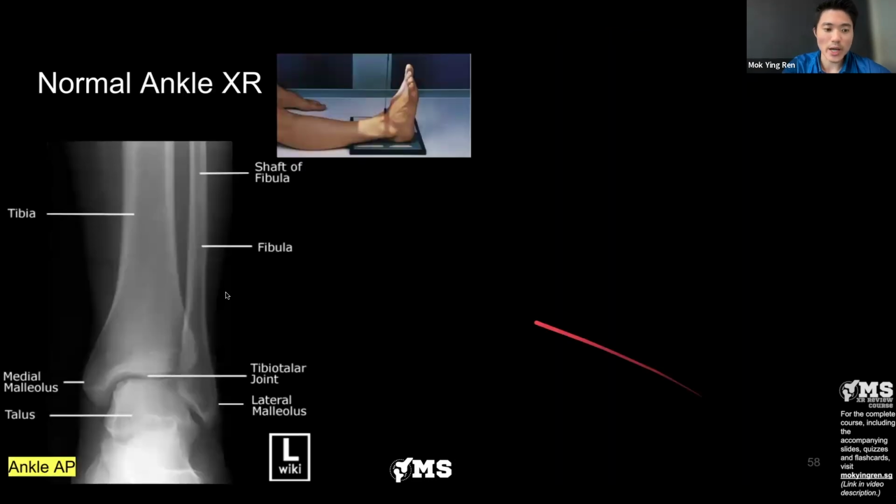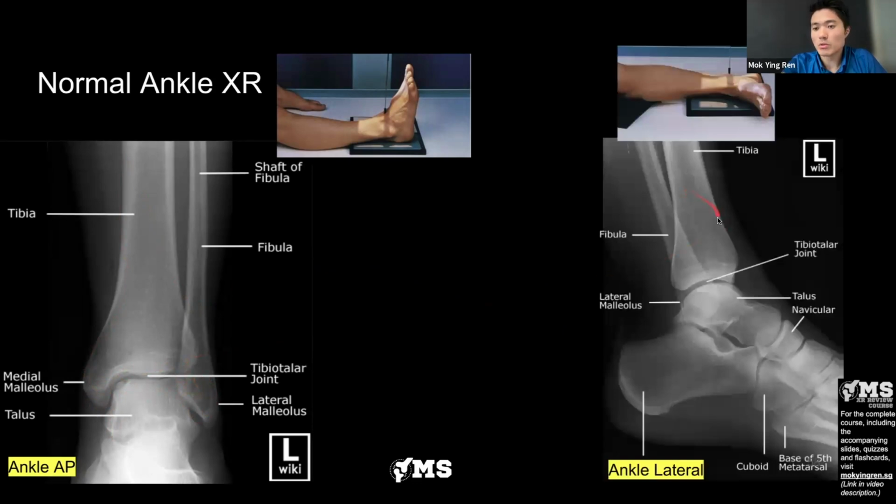Now in the normal ankle X-ray, what we see here is the tibia which goes on to the medial malleolus, and the lateral malleolus of the fibula. And this is a beautiful X-ray of the talus, which articulates with the tibia as well as the fibula. On the lateral view, you can also see the tibiotalar joint. This is the talus over here, the fibula with slight overlap, and the calcaneum, which is over here. Take note that the calcaneum does not articulate with the tibia. It is the talus.